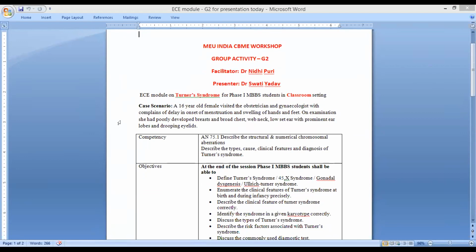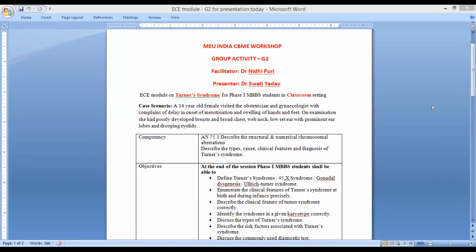So, in the classroom setting, beginning with the case scenario, a 16-year-old female visited the obstetrician and gynecologist with the complaints of delay in onset of menstruation and swelling of hands and feet. On examination, she had poorly developed breast and broad chest, webbed neck, low set ears with prominent earlobes and drooping eyelids.